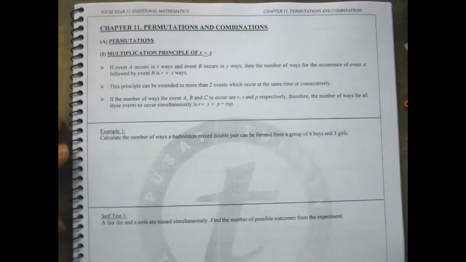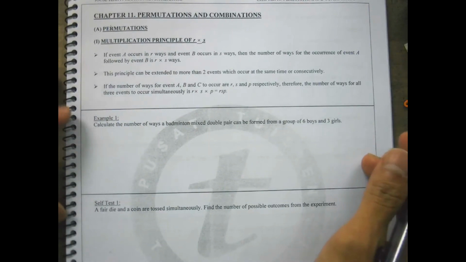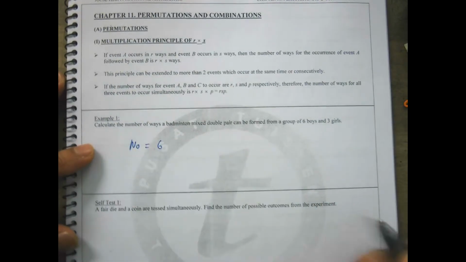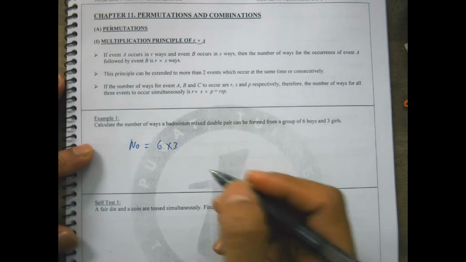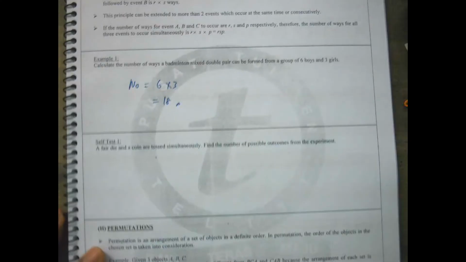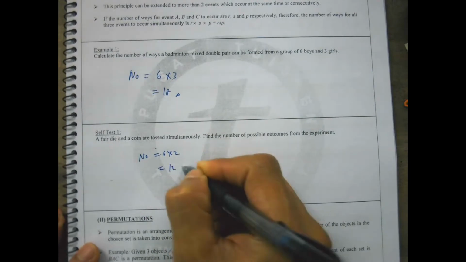Now, the number of ways a badminton mixed doubles team can be formed from a group of 6 boys and 3 girls. Remember I have 6 boys, and I will match up with 3 different girls. Answer is 18. Another example: the number of ways will be 6 by 2, since a coin you can have head or tail.